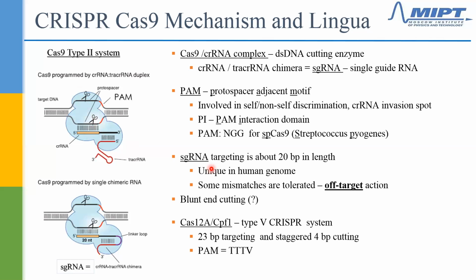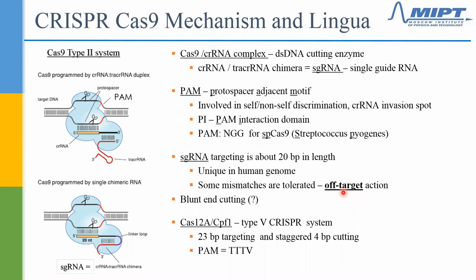A few details: the gRNA is about 20 base pairs in length. Normally it will be unique in a human genome, but because some mismatches could potentially be tolerated, particularly further from the PAM, there's still potential for off-target action, and this is always on the minds of researchers to show that whatever you're doing, you don't induce too many off-targets.